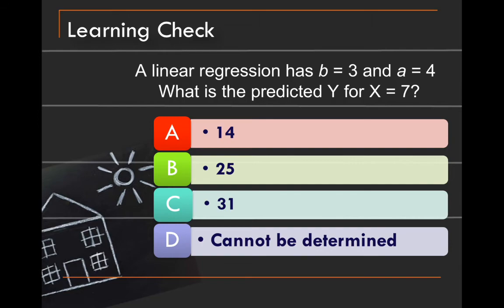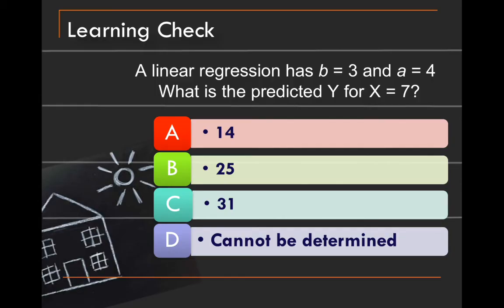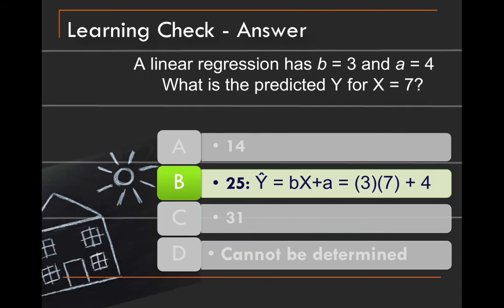Okay, so what about this one? A linear regression has a B equaling 3 and A equaling 4. What's the predicted value for y, or y hat, for x equaling 7? So I'm going to go back up just a slide, use these equations right here. Okay, and then push pause, and whenever you get it, come on back and I'll show you the answer. Okay, so it's 25 as y hat equals b times x plus a, so 3 times 7 plus 4.